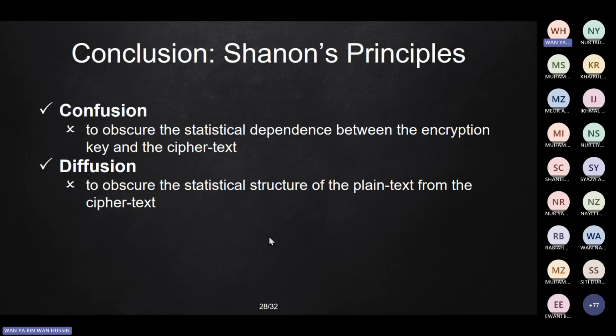What is the avalanche effect? Avalanche effect: when we change one bit, it will create a ripple effect that will transform a large portion of the ciphertext.